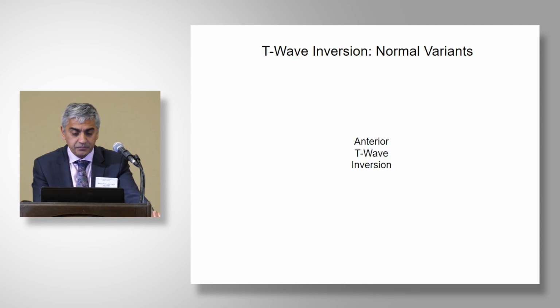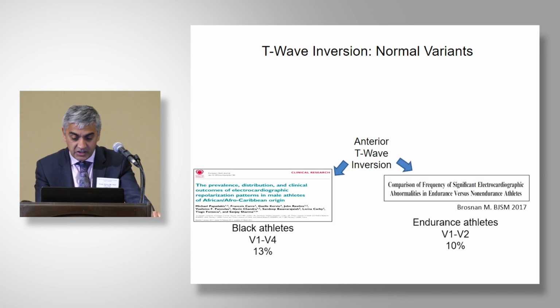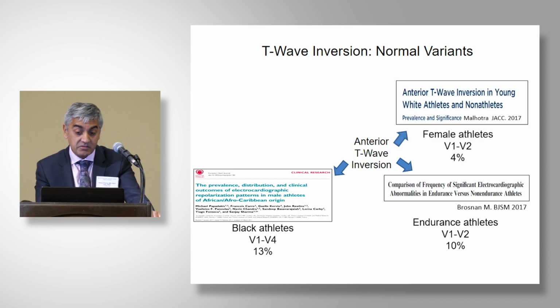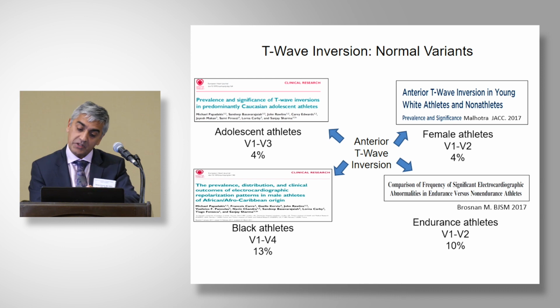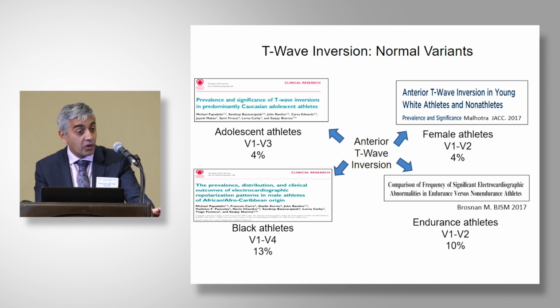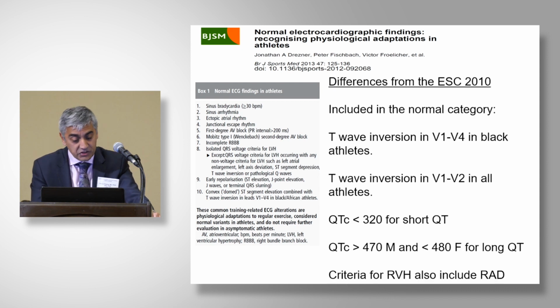We know that anterior T-wave inversion is present in black athletes, it's present in endurance athletes, it's present in women, and it's present in children. So if we just accounted for T-wave inversion, we'd get lots and lots of false positives. And Mike Ackerman has already told you the QT story, in that we now use longer QT intervals. The Seattle criteria did some great things. They accepted the T-wave story for black athletes. They accepted T-wave inversion in V1 to V2 in all athletes, and they changed their QT cutoffs for short QT and long QT.